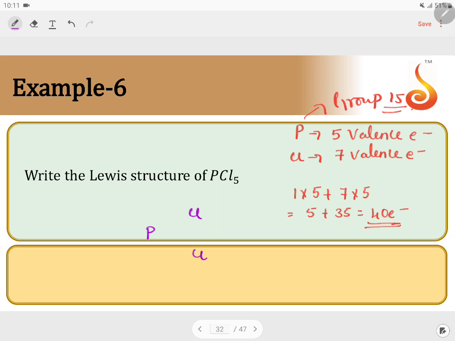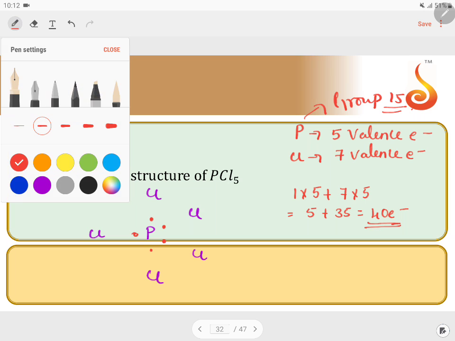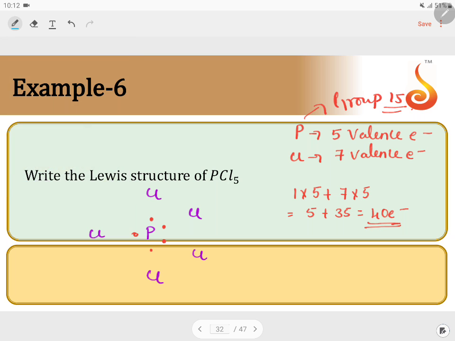1, 2, 3, 4, 5 chlorine atoms. There are 5 valence electrons on phosphorus. Let me write that. For each chlorine, I am writing 1 electron. Each chlorine has 7 valence electrons, out of which I will write only 1. So write a bond like this.